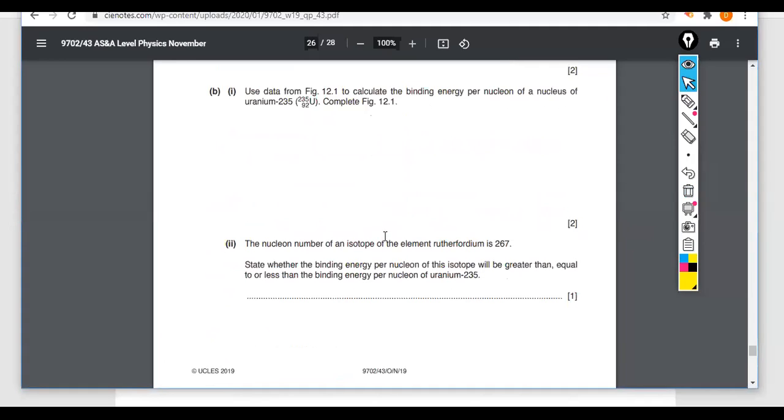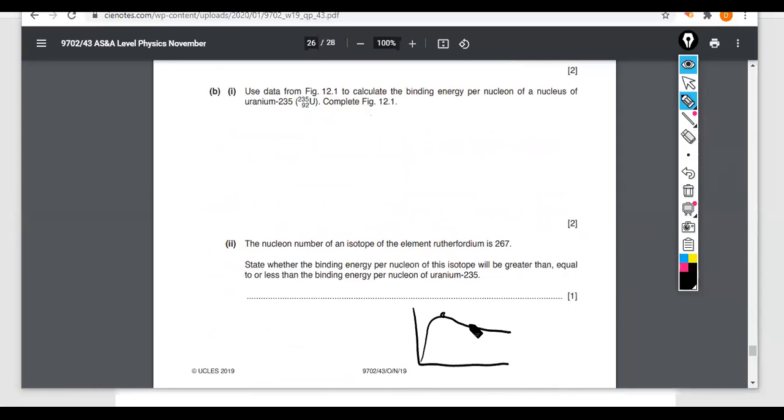Here it says the nucleon number of an isotope of the element Rutherfordium is 267. State whether the binding energy per nucleon of this isotope will be greater than, equal to, or less than the binding energy per nucleon of uranium-235. So this, once again, is just a conceptual question that's seeing whether or not you've got that graph in mind that we just had up there, right?